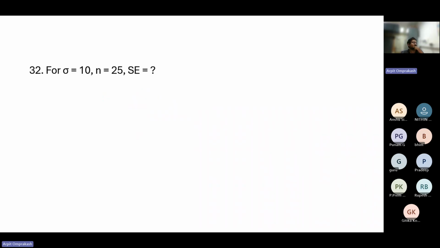Next question is, for sigma equal to 10 and n equal to 25, what is the standard error? The standard error we just discussed, it's sigma by root n. So what's the answer? Perfect. So it's 10 divided by root 25, which is 10 by 5, which is 2.